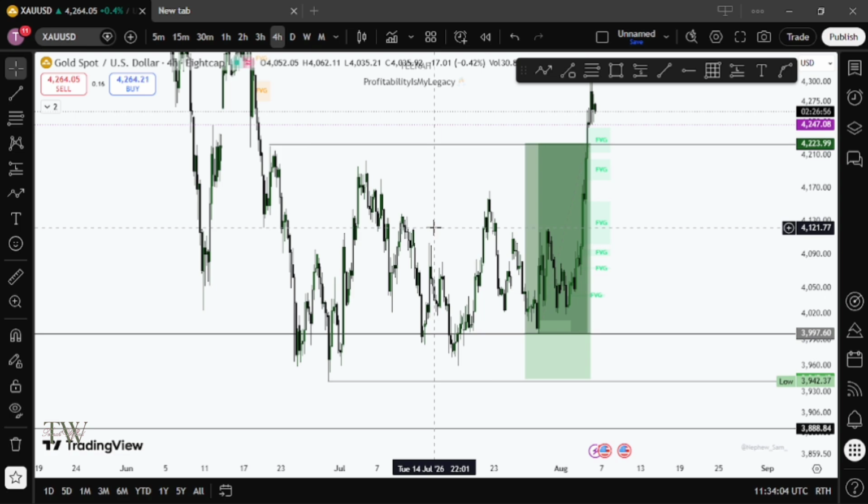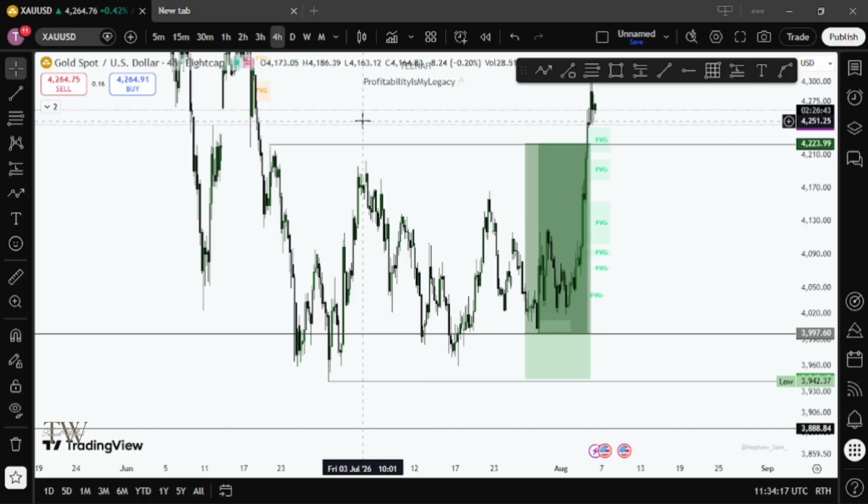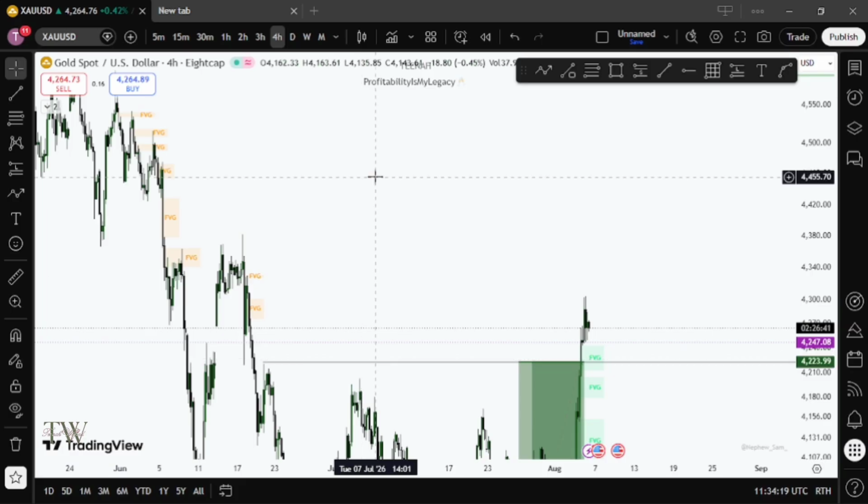So the key takeaway for this is that liquidity is where a large number of buy or sell orders are concentrated. Buy side liquidity is found above previous highs. Sell side liquidity is found below previous lows. Okay. External liquidities.